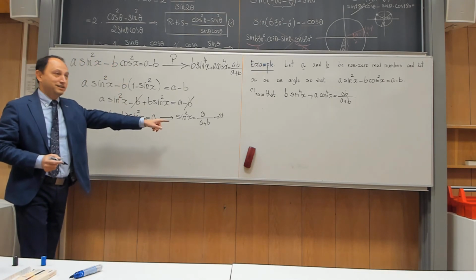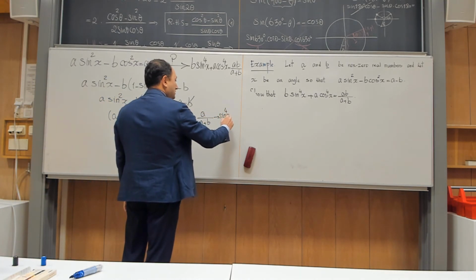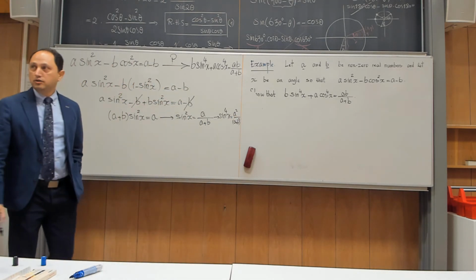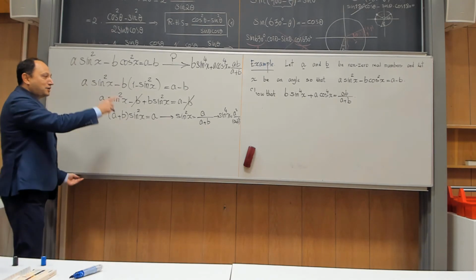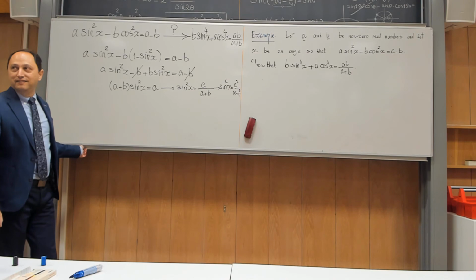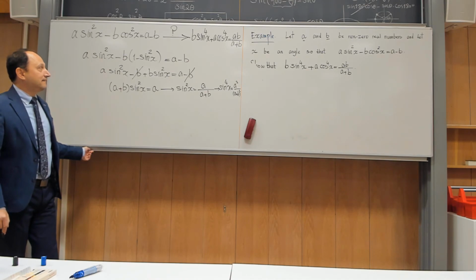It is useful, but at this stage. Yes? So I raise it to power 2. It becomes a squared divided by a plus b to the power of 2. Yes or no? And now, can you tell me what I should do now? Yes? Cosine to the power 4x is 1 minus a to the power 2.